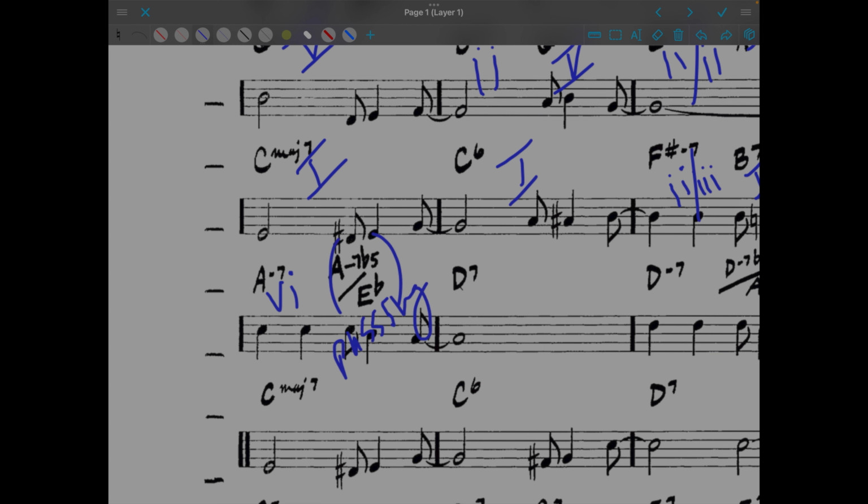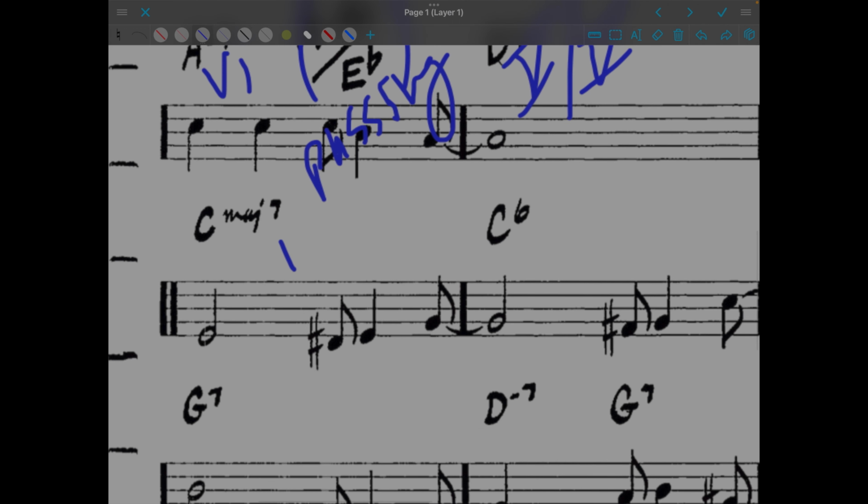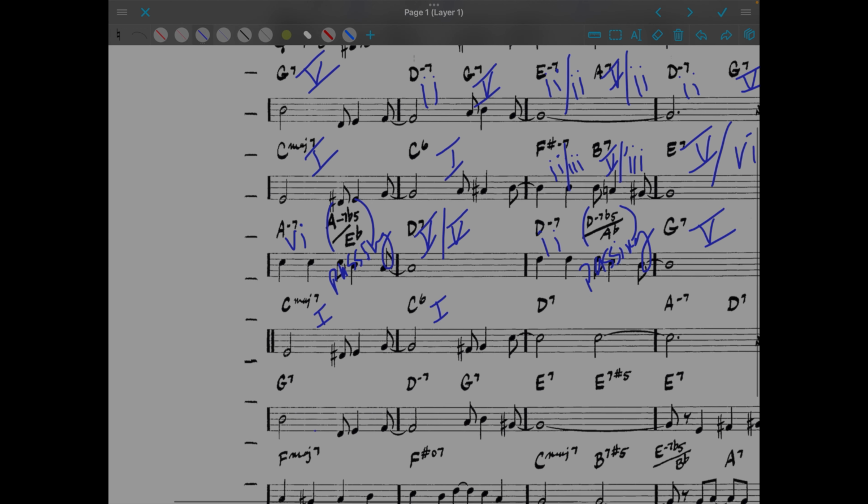And same thing, A flat is a tritone away from D. So you could call this a weird tritone sub again. But we're going to call it passing because that's kind of what it is. Okay, so it's a 2, it's a 5, and then of course we get our 1. Easy peasy. And now we're starting to repeat phrases.